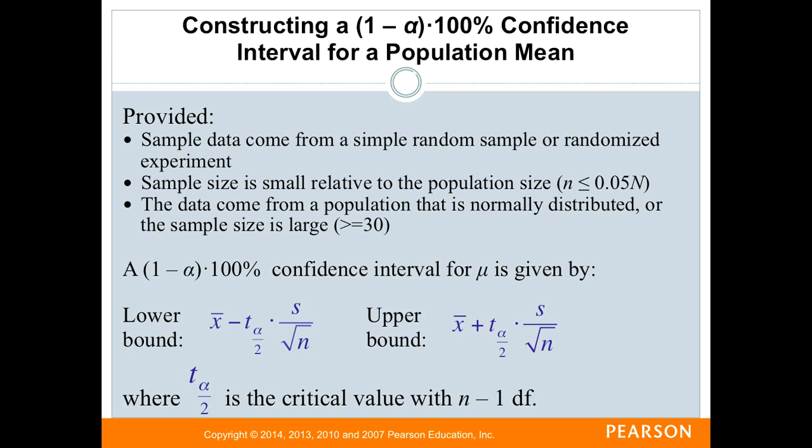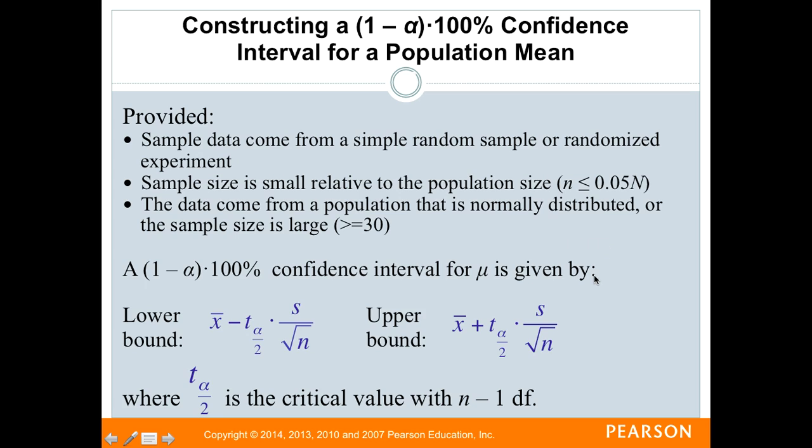So a couple of things have to be true. Our sample data has to come from a simple random sample or a randomized experiment. Sample size needs to still be relatively small. And then one of two things has to be true, which we talked about in the previous chapter: either the data has to come from a population that is already normally distributed, or we have to have a large enough sample size, which we're going to say approximately 30 or larger is fine.